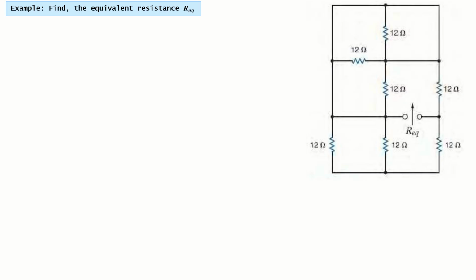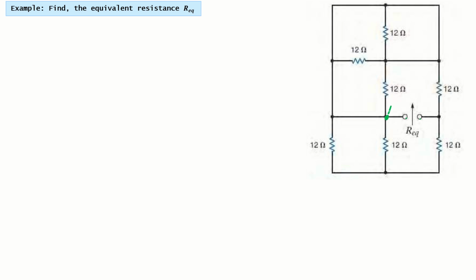Welcome back. So we are learning about solving circuits with series and parallel combinations of resistors. Let's have a look at our next example. We need to find the equivalent resistance for this given circuit from these two nodes. Okay, so let's label them.